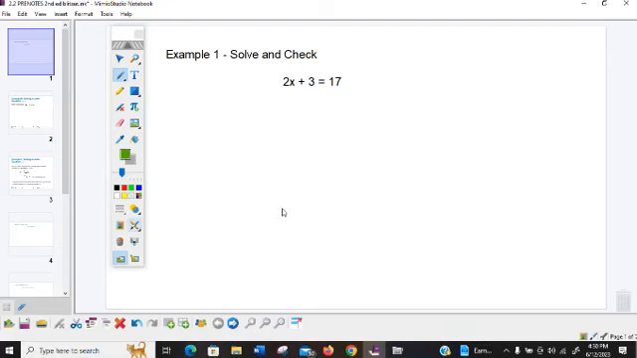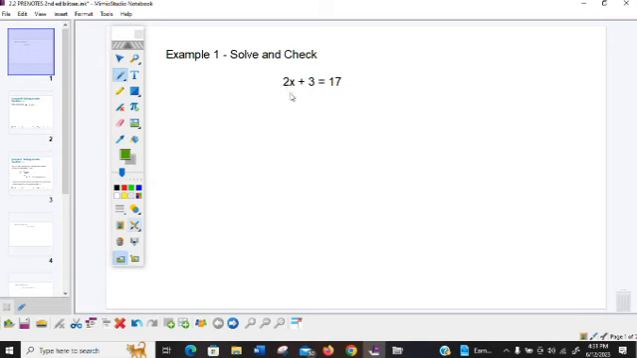In this section, we're going to learn to solve linear equations. So in example 1, they want us to solve and check. Now, I typically tell my students to do letters to the left and numbers to the right. That way, when you get to inequalities, it makes them easier to do, easier to graph, that is. So let's look at this.